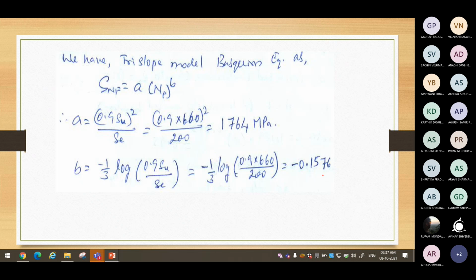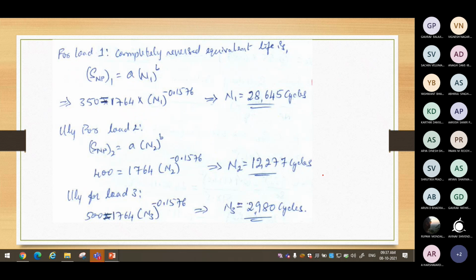Take the Basquin equation. No need to take any of the mean stress correction. Already I have highlighted, it is mentioned completely reversed. So Basquin equation, sigma_a equals A NF to the power B. You calculate the constants. Given data only you make use of. Do not make use of empirical values wherever data is known. Now in this SN equation, there are three cases: 350 MPa, 400 MPa and 500 MPa. Determine number of cycles to failure.